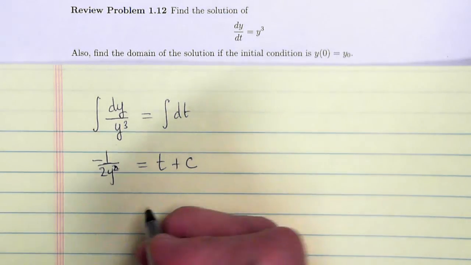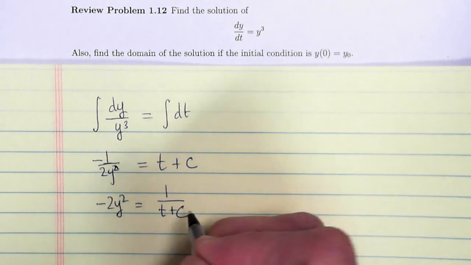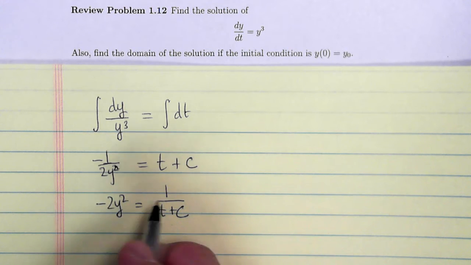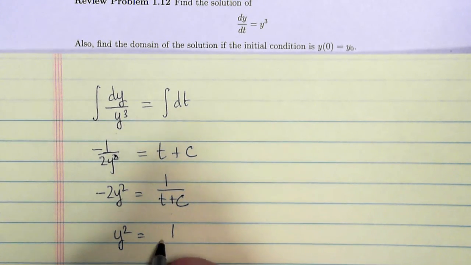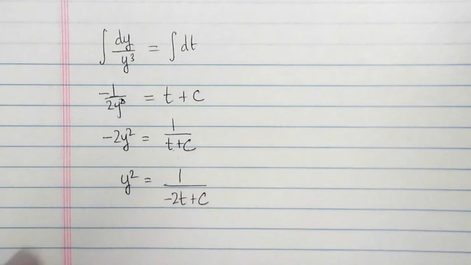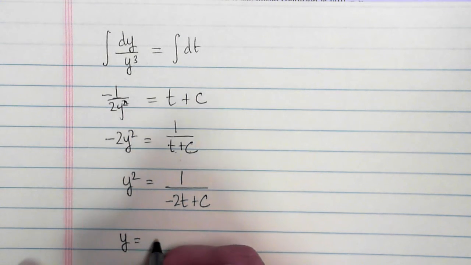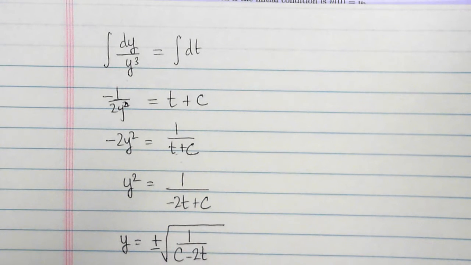So if I take the reciprocal, I get negative 2y squared is equal to 1 over t plus c. Let's divide the negative 2 down. So y squared is equal to 1 over, okay, negative 2 comes down, so negative 2t. Then if I multiply the c by negative 2, that just stays an undetermined constant c. And then take the square root, I get either plus or minus, depending on the initial value, the square root of 1 over c minus 2t. And so that is my solution of this differential equation.